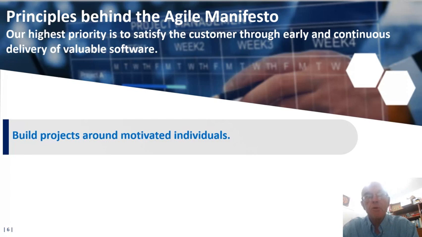Building projects around motivated individuals. Agile methodologies recognize that motivated individuals are more likely to take ownership of the work and make valuable contributions to the project. Agile teams are given the autonomy and authority to make decisions and drive the work forward. When individuals are motivated, they feel a sense of ownership and responsibility for the success of the project. This ownership can lead to greater commitment and accountability.